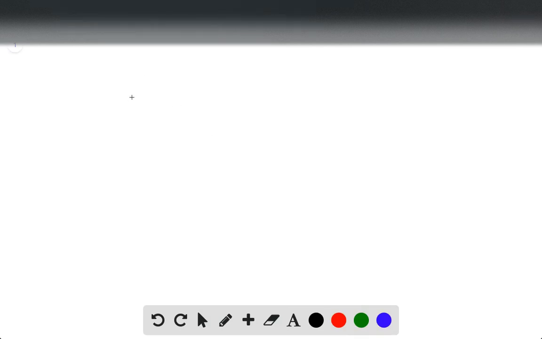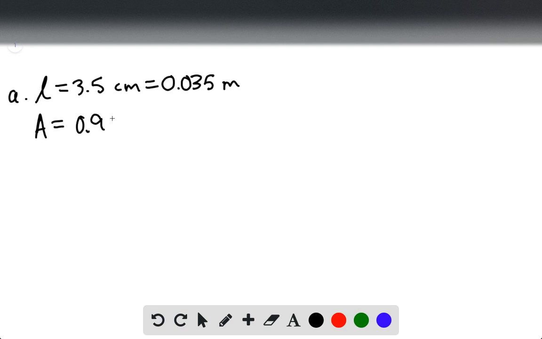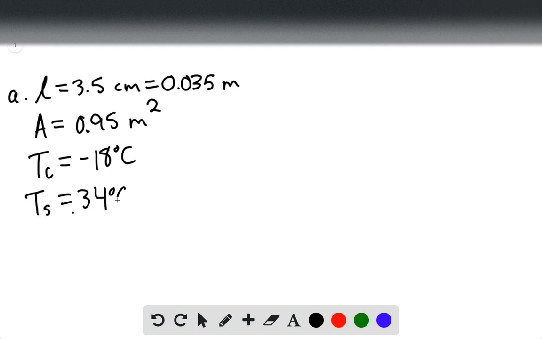So we're essentially seeing what would be the rate of heat flow. We have a thickness, this is for part A, of 3.5 centimeters, which is 0.035 meters. We also have a surface area of 0.95 meters cubed. The temperature of the clothing is equal to negative 18 degrees Celsius, so the outside temperature. And then the temperature of the skin, S, is 34 degrees Celsius.